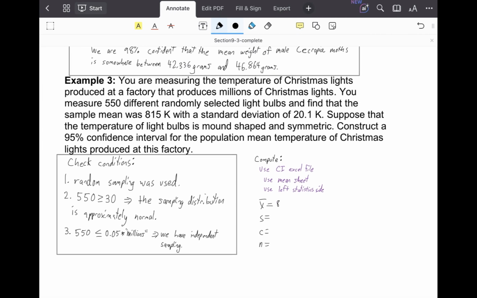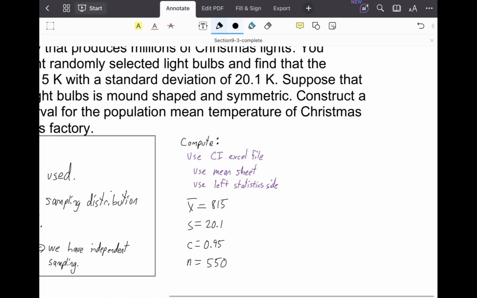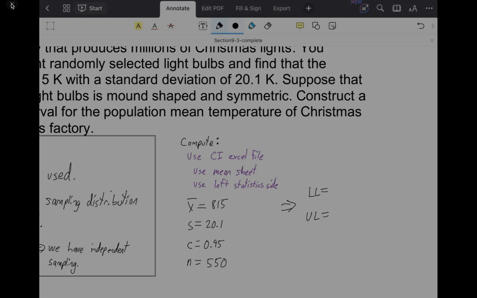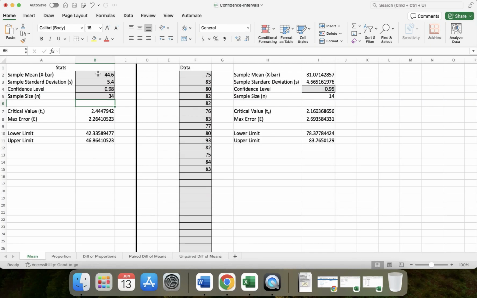Sample mean is the first one, 815. Sample standard deviation is the second, 20.1. Confidence level, 0.95. Sample size was 550. We'll plug those in, and that will give us our lower limit and our upper limit. So let's do that over here.